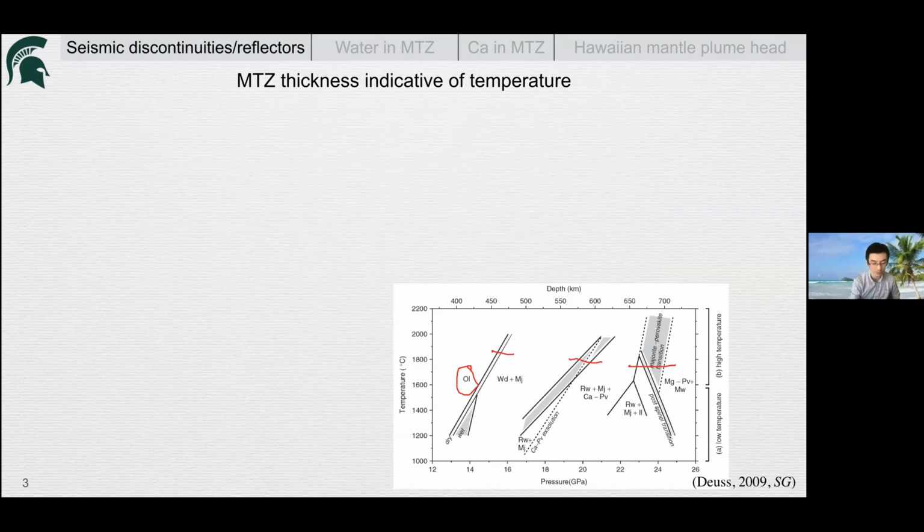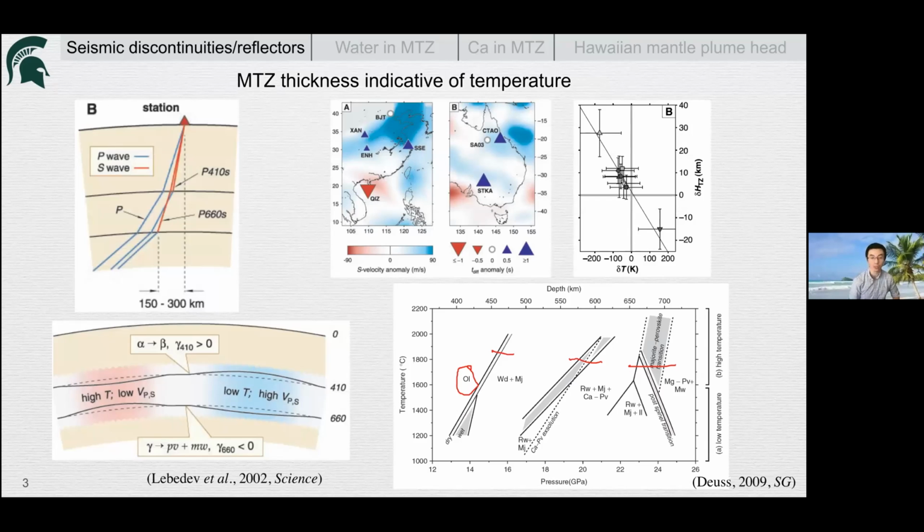Based on these diagrams, we seismologists use a series of seismic techniques to try to image these discontinuities. Here I'm just showing one example of receiver functions to image the 410 and 660 discontinuities. Nearly 20 years ago, they found a strong correlation between the temperature in the mid-mantle and the thickness of the mantle transition zone. They got this cartoon, which has been widely cited: in hot regions, like mantle plume regions, we should expect a thinner transition zone, and in cold regions, like around slabs, we should have a thicker transition zone.